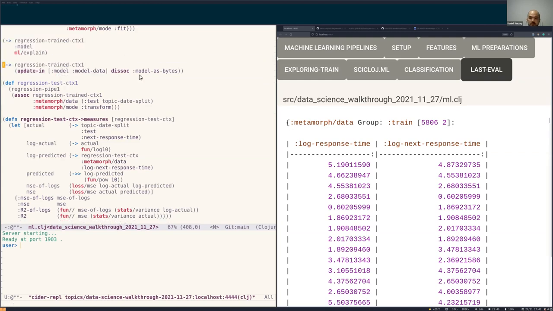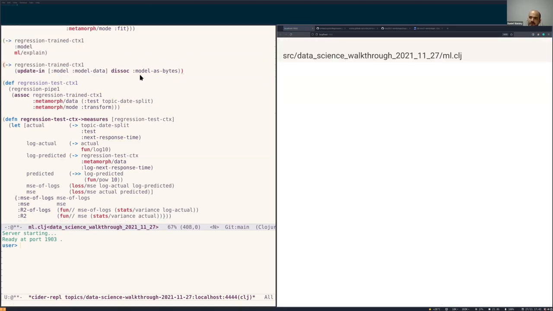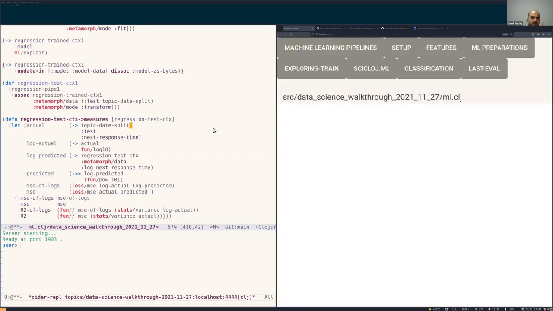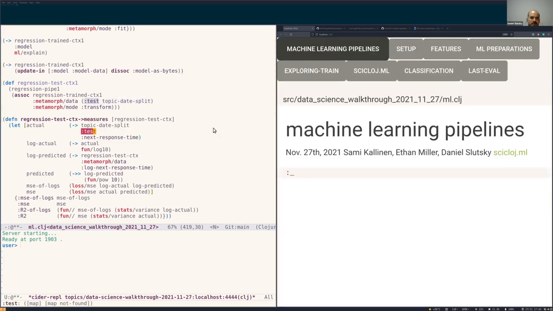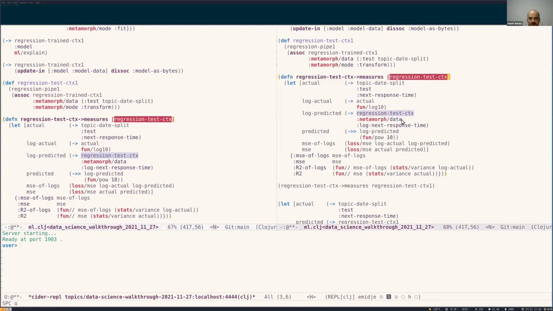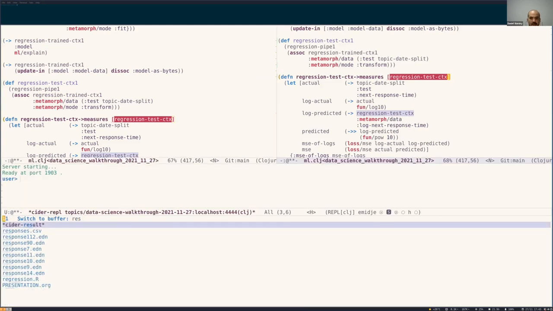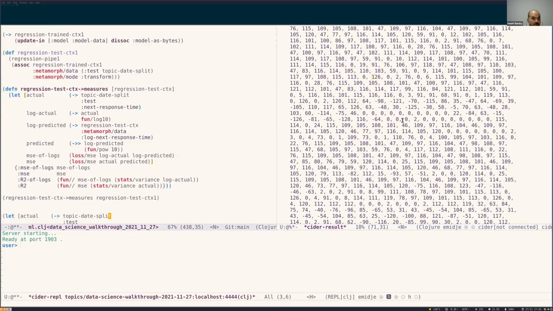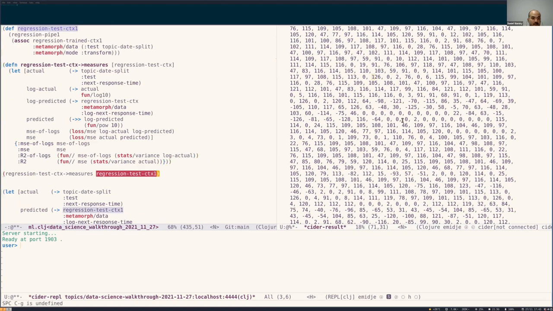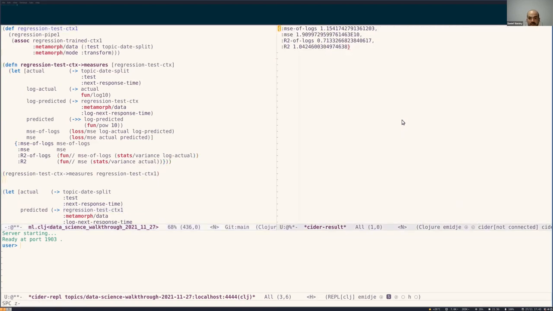Explain was also useful, but for some reason, I'm wondering how we got into this situation where it is showing new values. Maybe I will not struggle with it for now, so we'll avoid the browser for now and throw it away, and just look at things printed in the REPL. So let us now print, for example, this result of evaluating the test context.